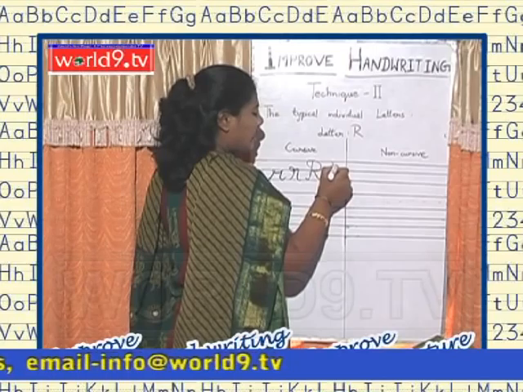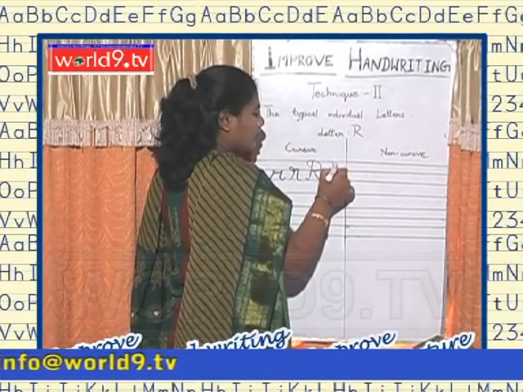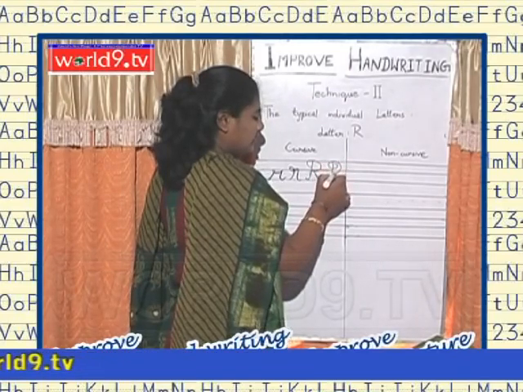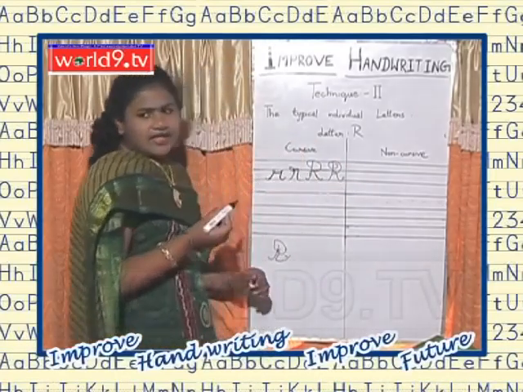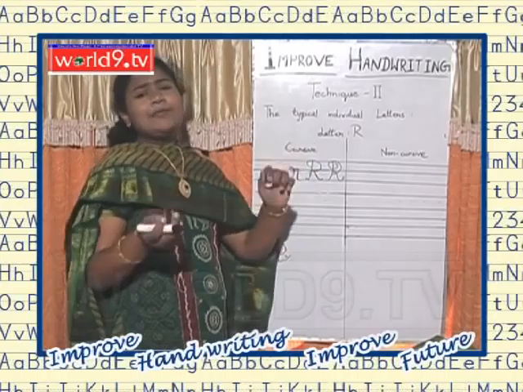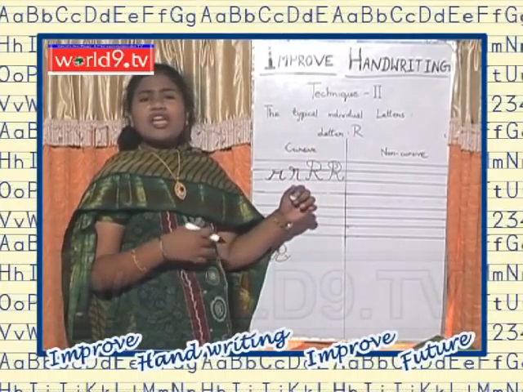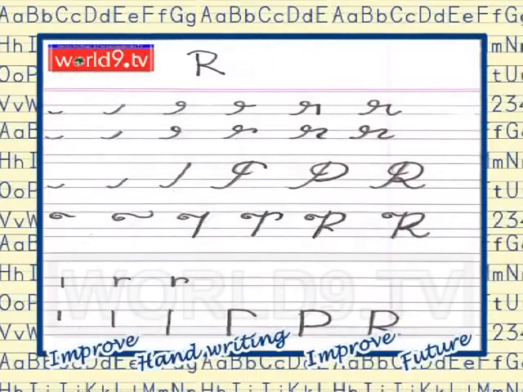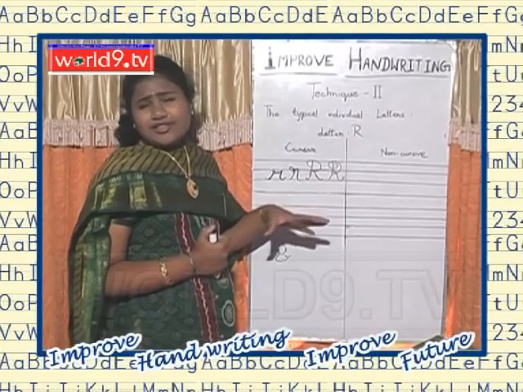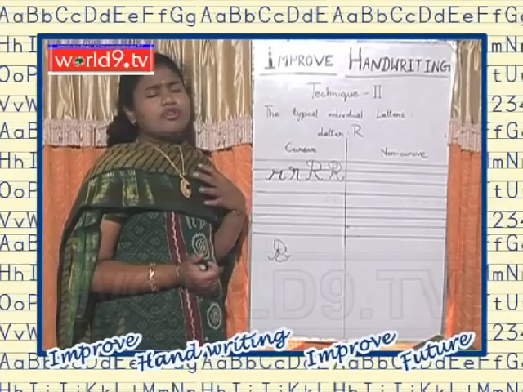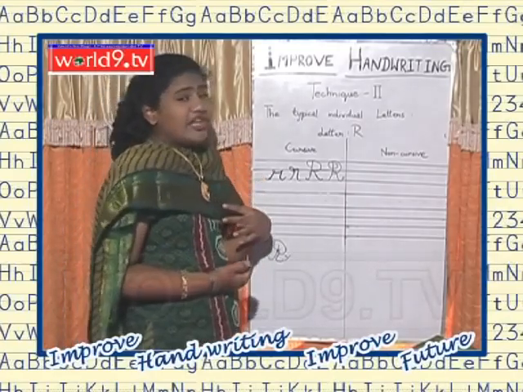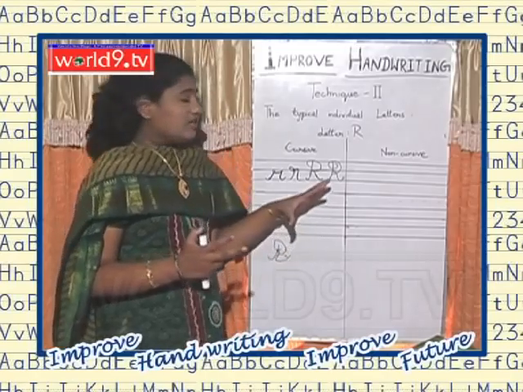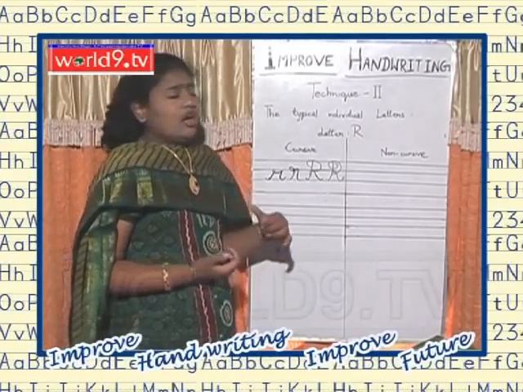From here and from here like this and like this, and this gives a royal impression. This R is a very royal R, and this is a very royal R. If you are making greeting cards you can keep it like this, and this is a very royal look. It gives a very royal look.